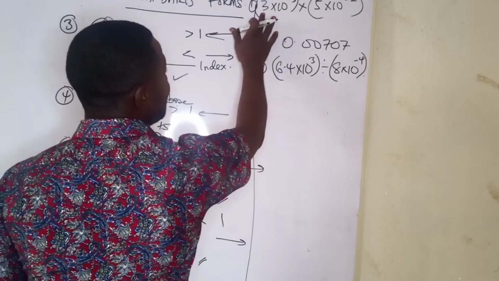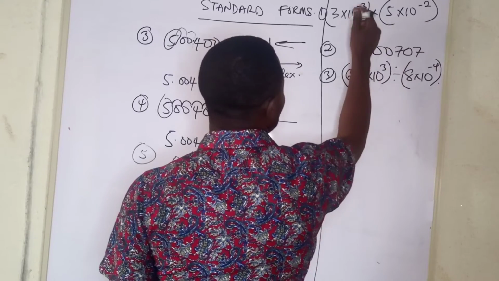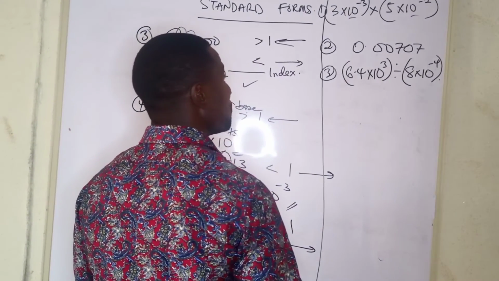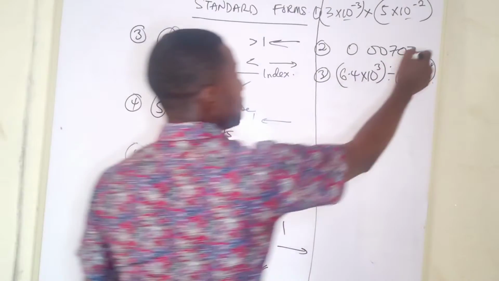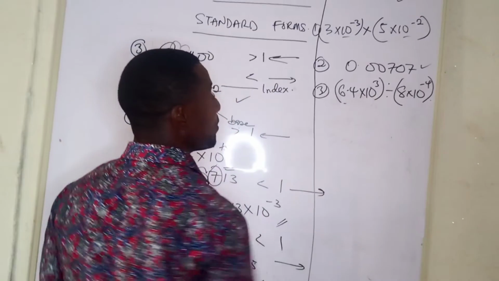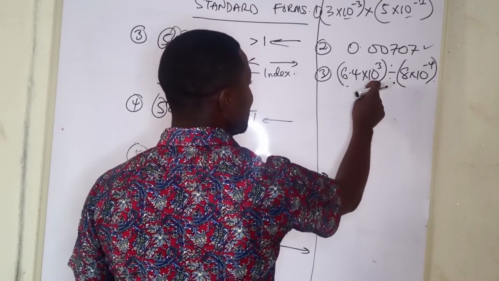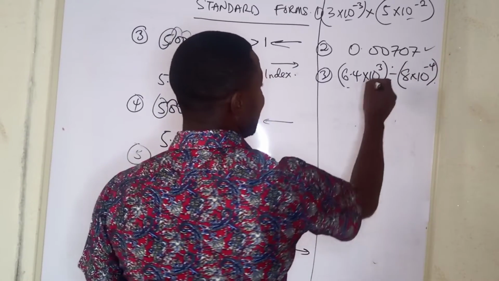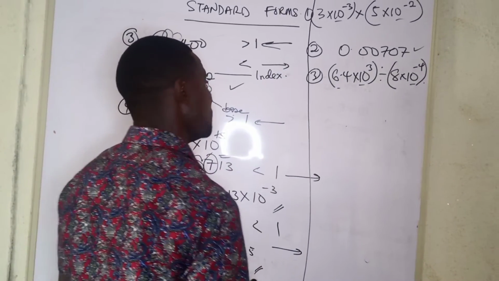How do you solve them? All you just need to do here is to take this to this, then you take this to this. This one and this one, you apply the laws of indices, which we'll be looking at in our next class. This one is straightforward. This one is same way also. You take this 6.4 divided by 8 times 10 raised to the power 3 divided by 10 raised to the power minus 4. This one and this one, you treat it using the law of indices.